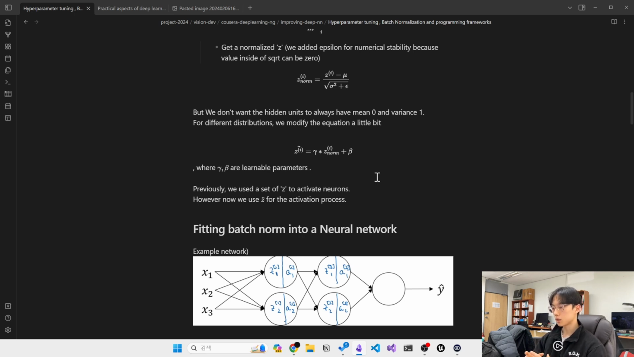But we don't always want the hidden units to have mean zero and variance one. So for a different distribution, we modify the equation a little bit by multiplying normalized z with gamma and adding beta.